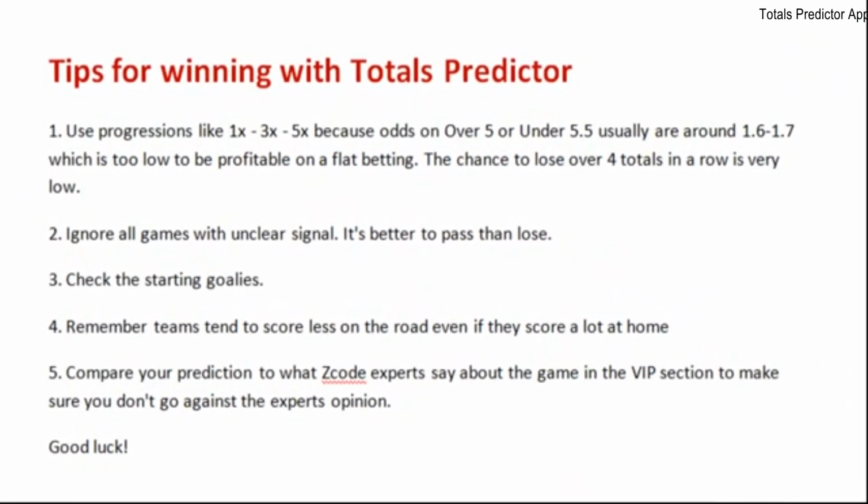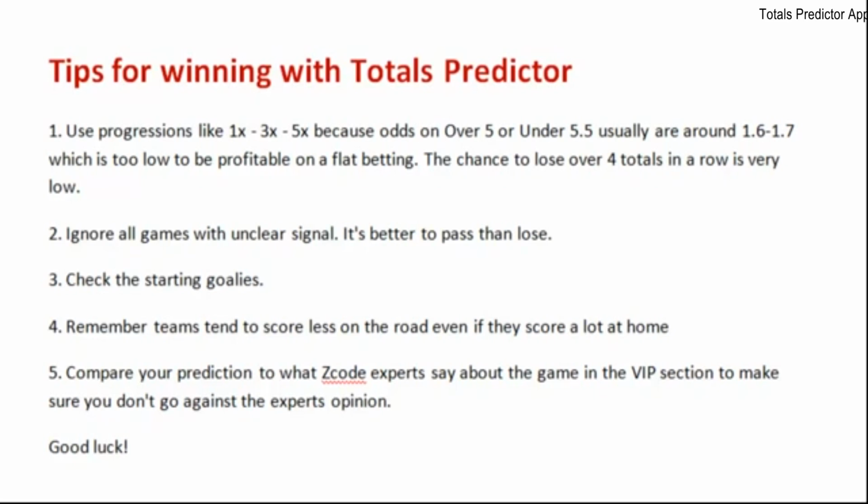And here are some important tips about winning with the totals predictor. Use progressions like 1x, 3x, 5x because the odds on over 5 or under 5.5 are usually around 1.6 to 1.7, which is too low to be profitable on flat betting. The chance to lose over 4 totals in a row is very low. Ignore all games with an unclear signal. It's better to pass it over than to lose.